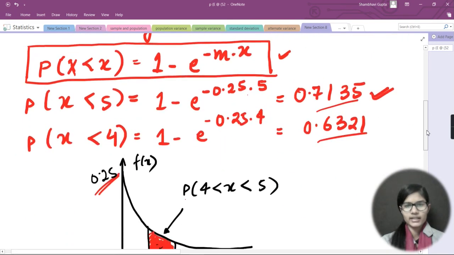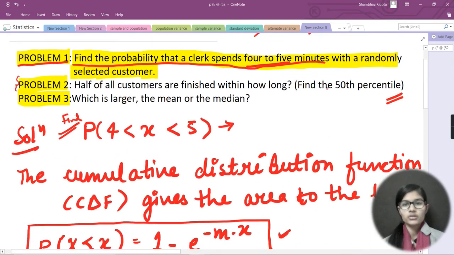What else have I done here? What was the question? You need to find the 50th percentile. After finding that, it is asking which is larger, the mean or the median. As I just told you, the 50th percentile is called the median. And which is larger, the mean or the median? You need to find that out. So these are the two problems which I am giving you to solve.